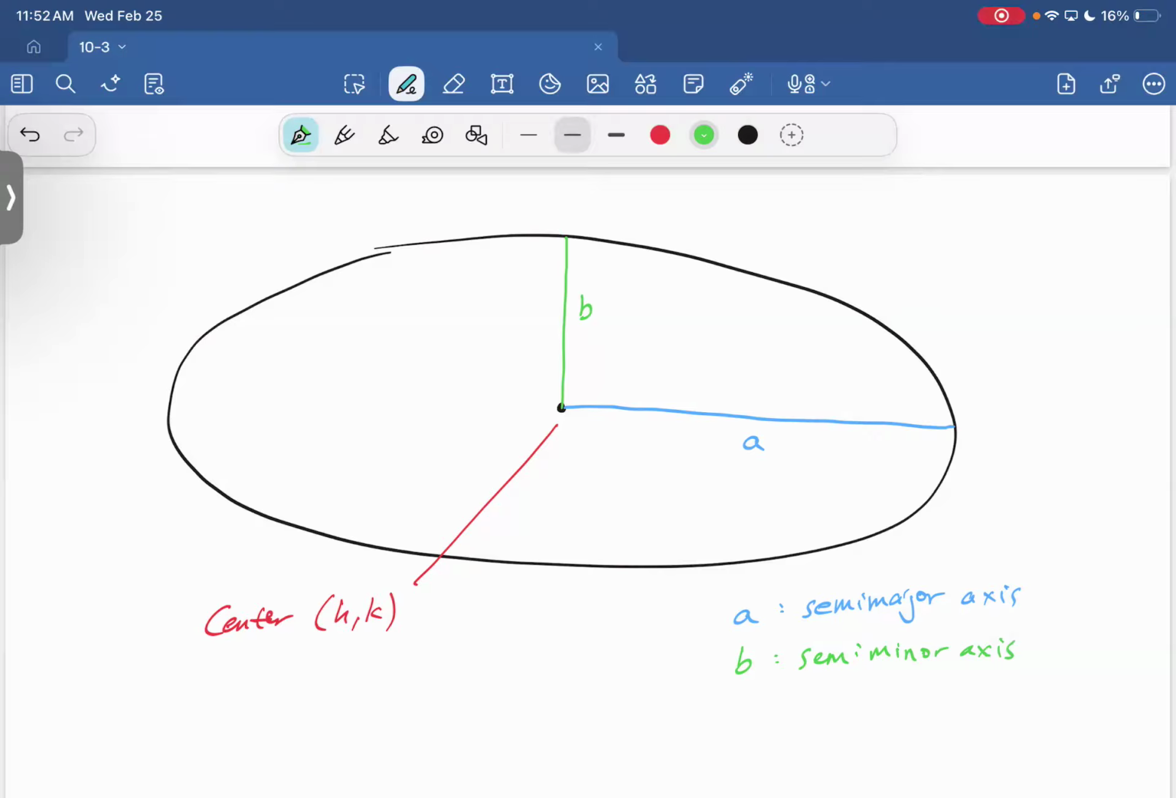Okay? And then the four points at the ends. So this point, this point, this point, and this point, these are all vertices. And then the foci are going to be located here and here. So these are our two foci. And the distance from the center to the foci is going to be given by the variable c.